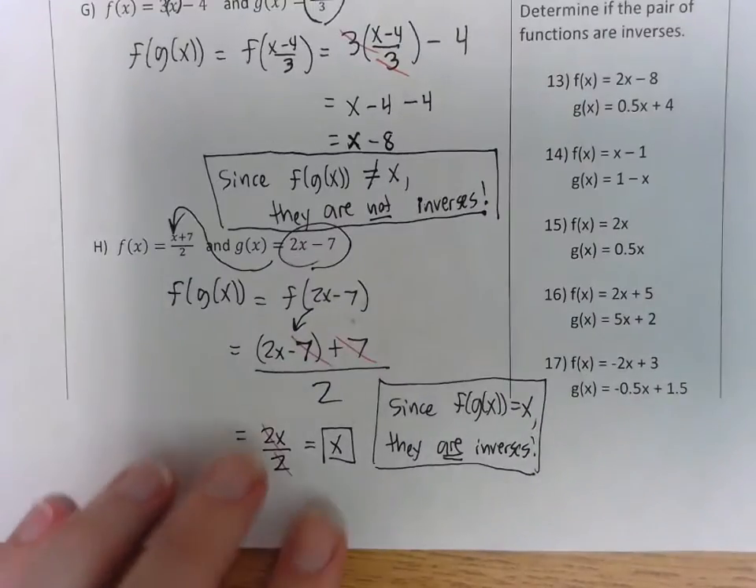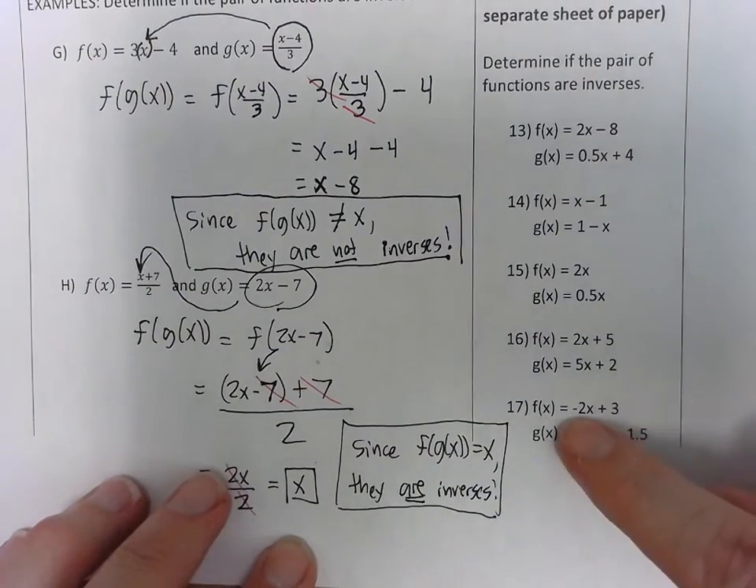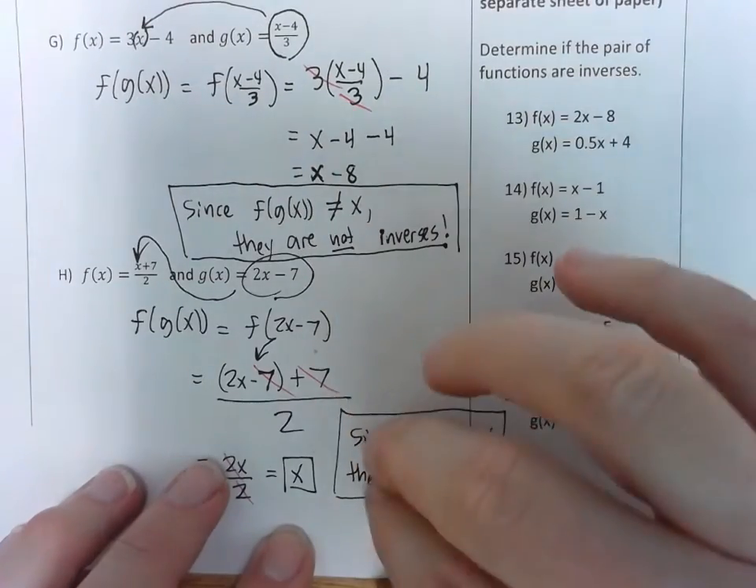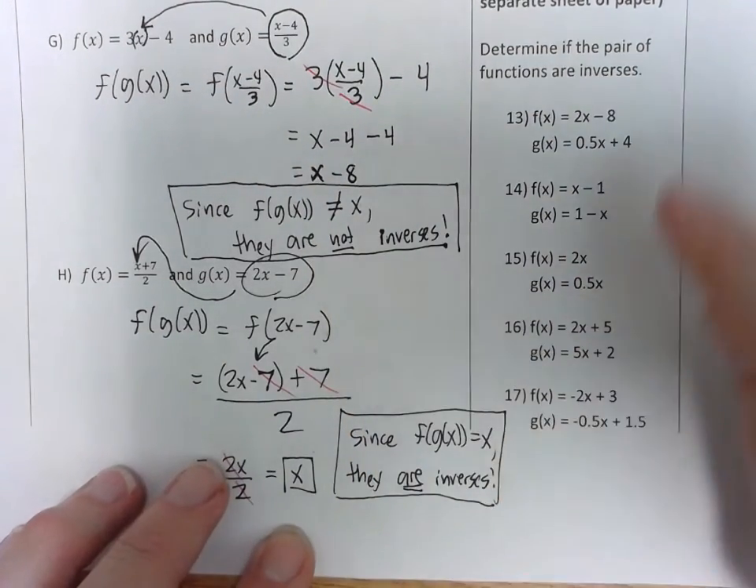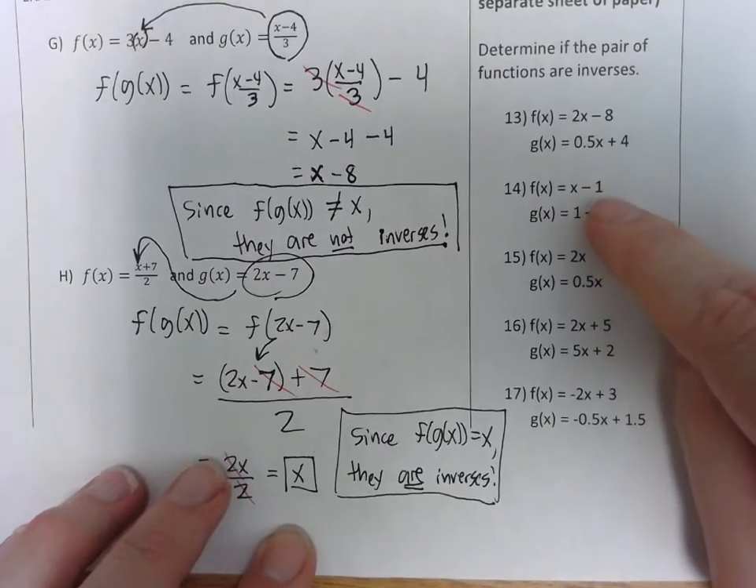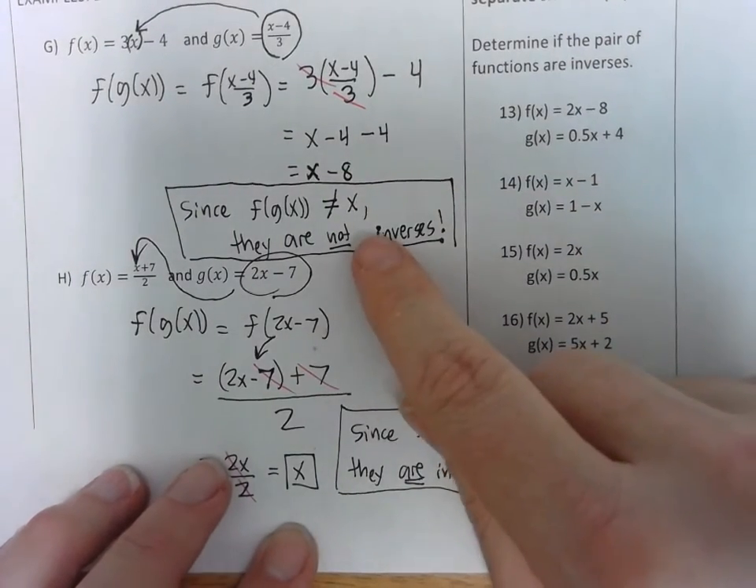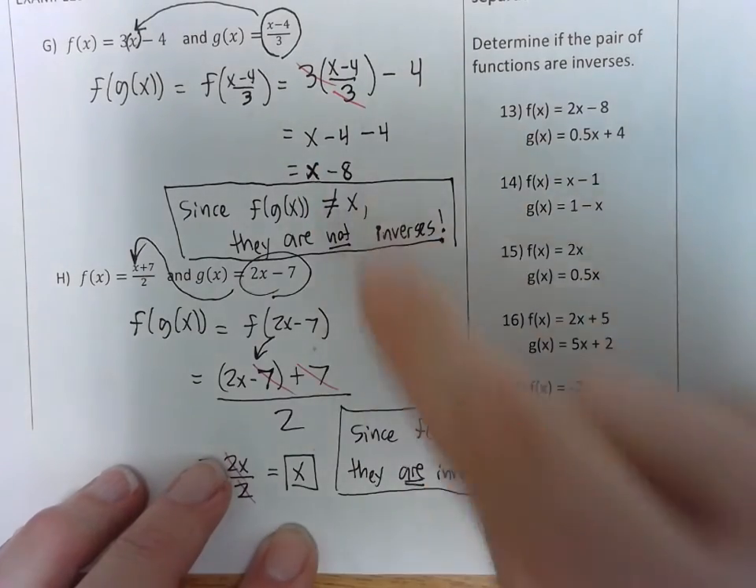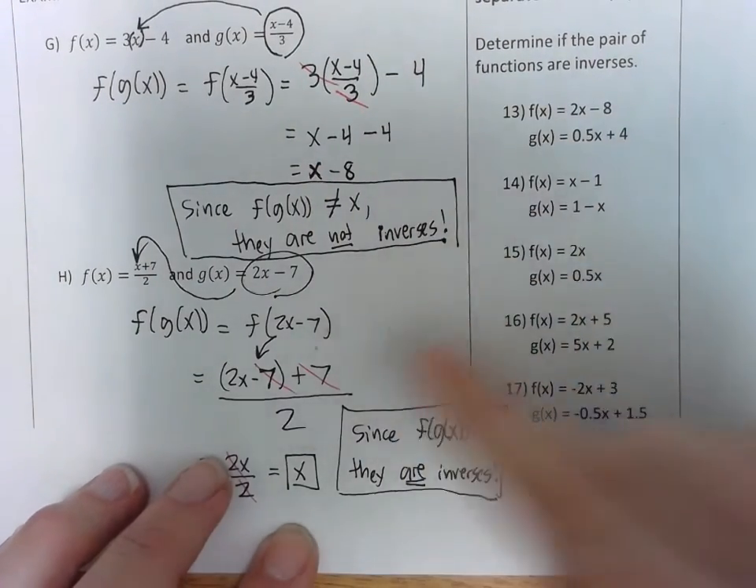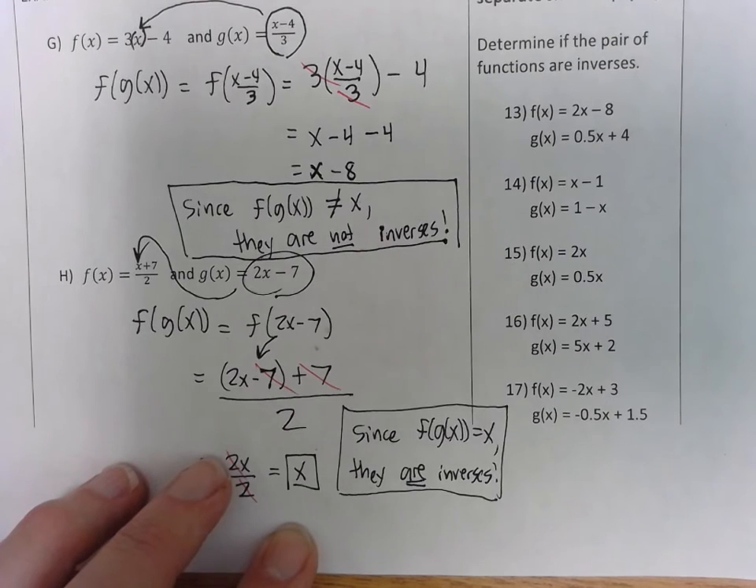So try 13 through 17 using that process. You can check it in your graphs too if you want to double check, just to see if they are inverses of each other. And it's going to be either yes or no. Your answer is not what you get. Your answer is a yes or no, but you've got to go through that process to get it. Hopefully that helps, and you can check your answers with me in class if you need to. Thank you.